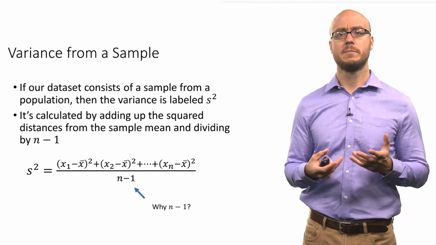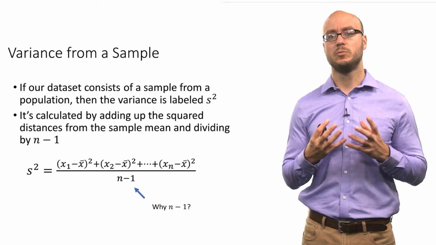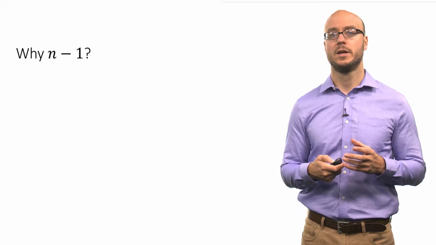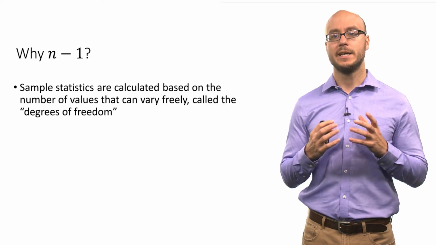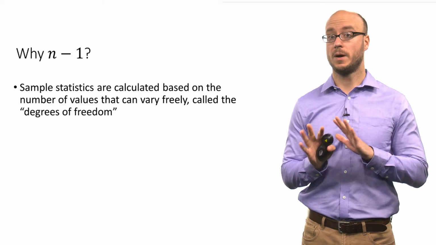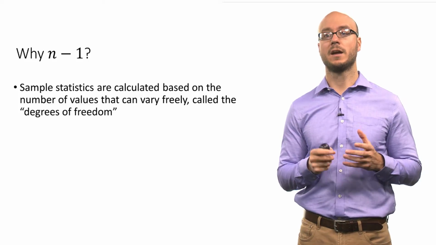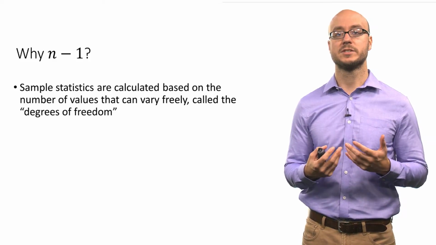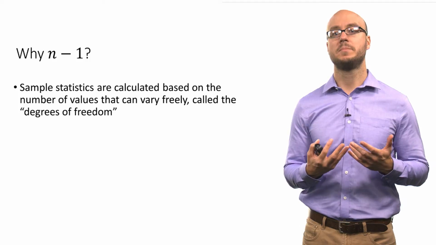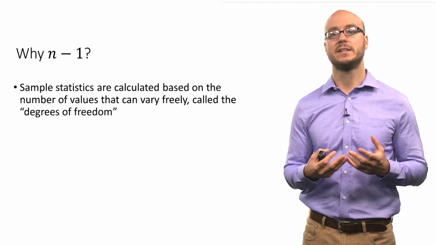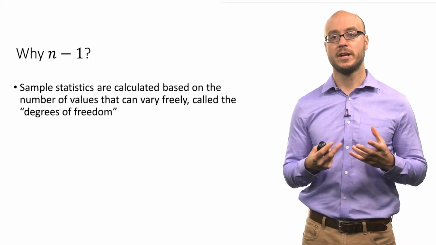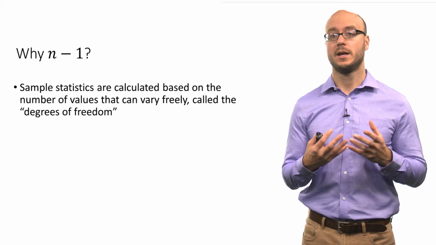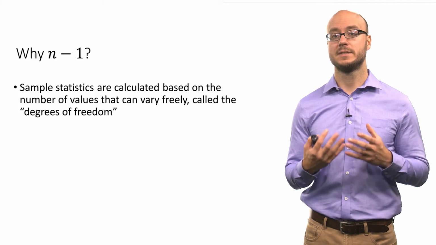Now you might ask, why n minus 1 and why not n? Well, this has to do with the fact that we're gathering a sample from a population. One way to think about this is that sample statistics, as opposed to population parameters, are calculated based on the number of values that can freely vary in these sets of observations. This number of independent pieces of information, the number of values that can vary freely, is called the degrees of freedom. So we divide by n minus 1 because that's the degrees of freedom in our sample, which is closely related to sample size, but it's not the same.